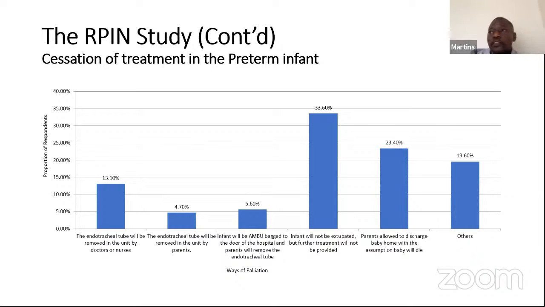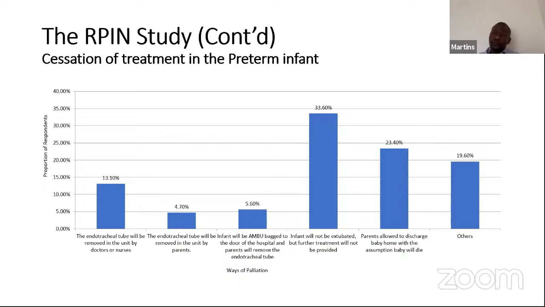And then some said yes, the baby will be ambu-bagged to the door leading to the unit, and then they give the baby to the parents to take home, with the expectation that the baby will die at home. And then again, the majority says the infant will not be extubated, as in they will place a ceiling of care for the care of this preterm infant. So the infant will remain tubed, be on the ventilator, or if not tubed, receiving respiratory support or whatever.